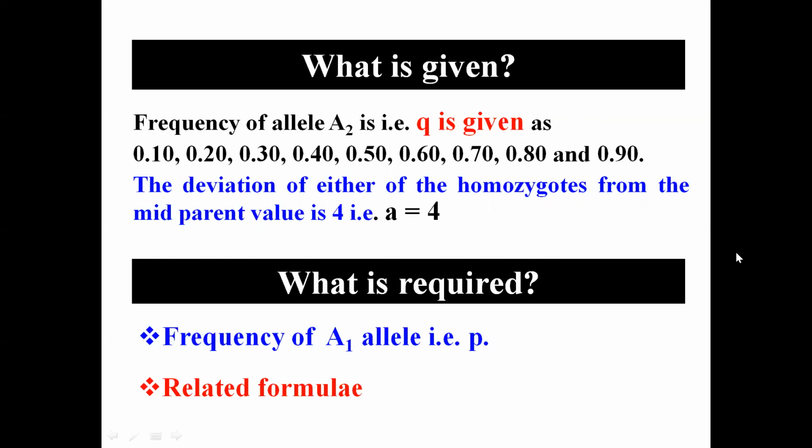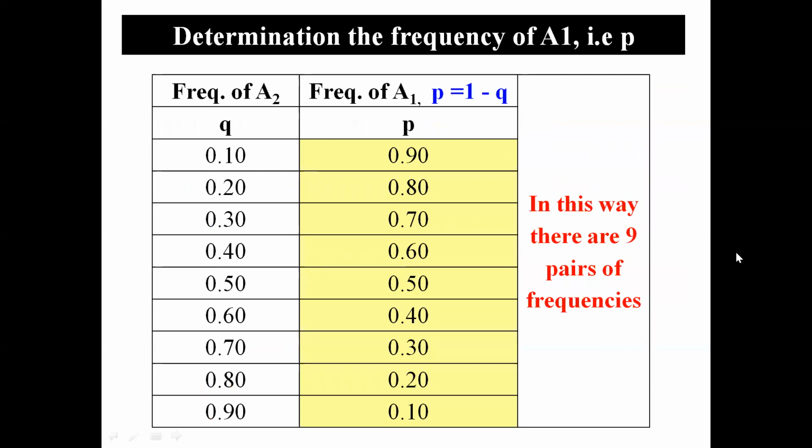So now what is required? Because in all our formulas, both the frequencies, P and Q, are required. So we also need the frequency of the A1 allele, and we also require the related formulas of additive variance and dominance variance. So first, determination of the frequency of A1, that is P.